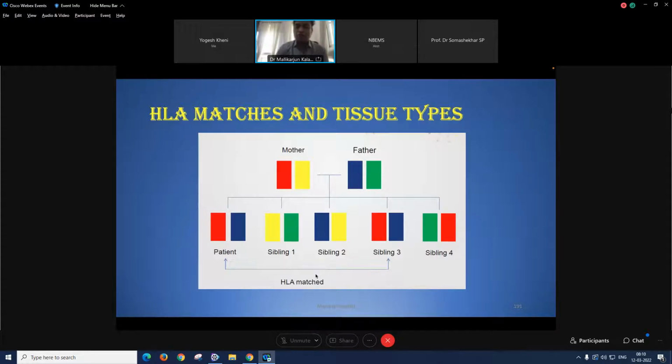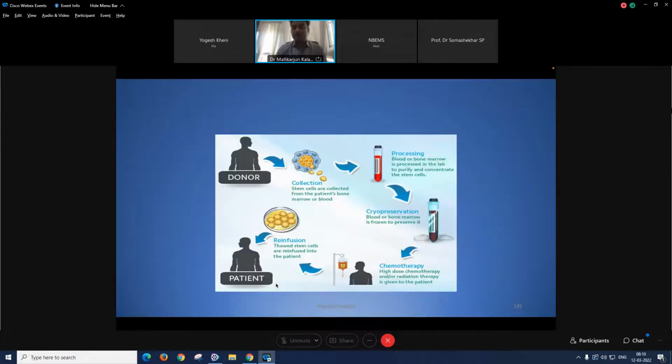And if you have more siblings, there is a higher probability of HLA matching, because we inherit one HLA haplotype from father and one from mother. So if you look at this example, the patient and sibling 3 have inherited the exact HLA haplotypes from father and mother. That is why sibling 3 is an HLA identical donor for patient 1. So with shrinking family size, fewer and fewer patients have an HLA identical sibling, which is what is leading to increased use of partially matched or haploidentical transplants.